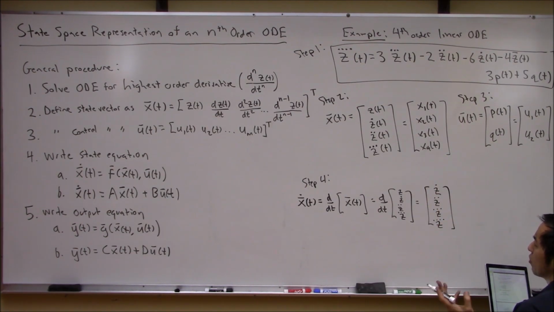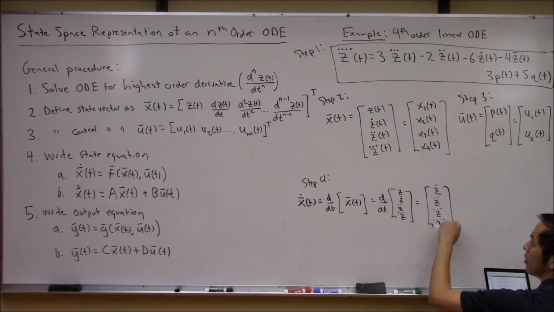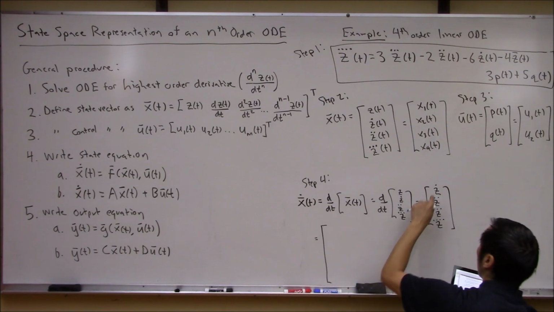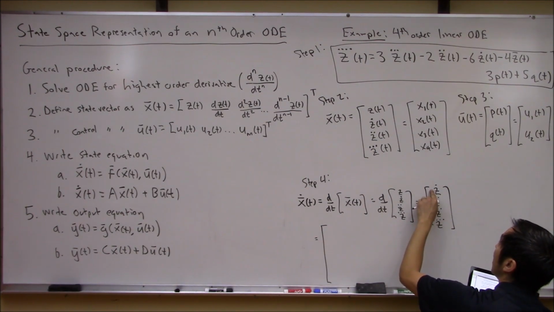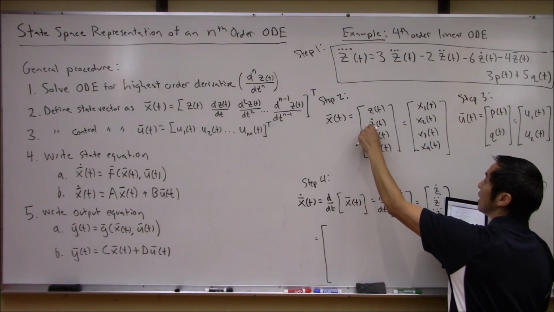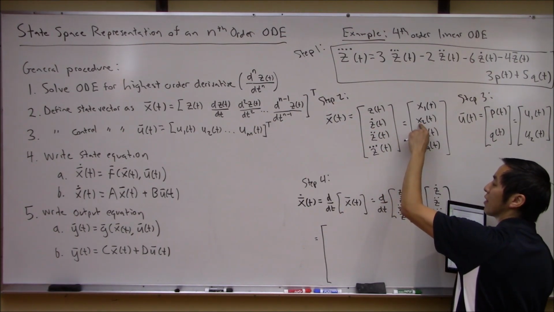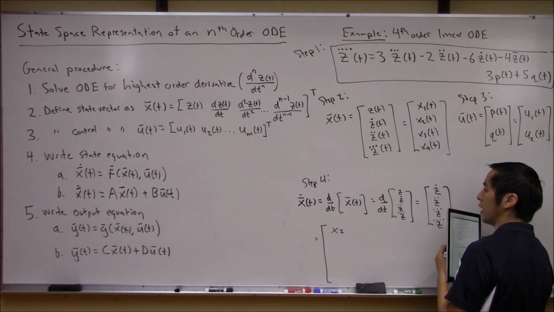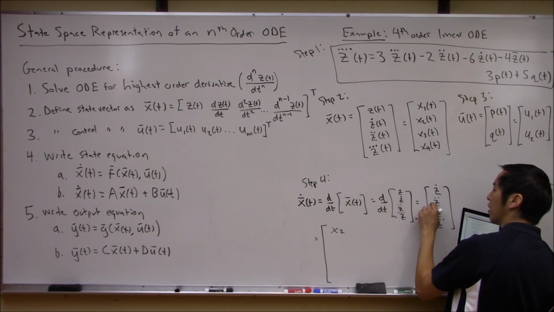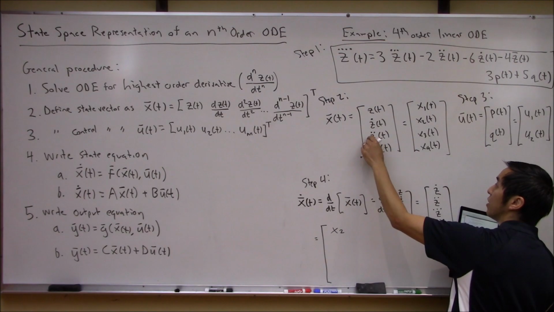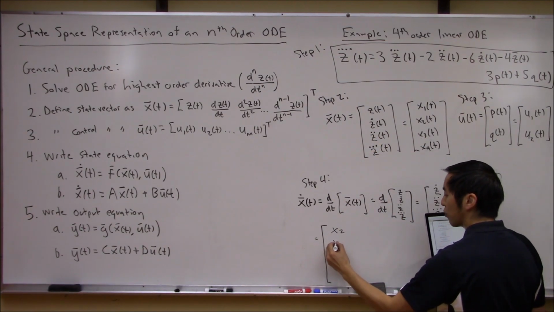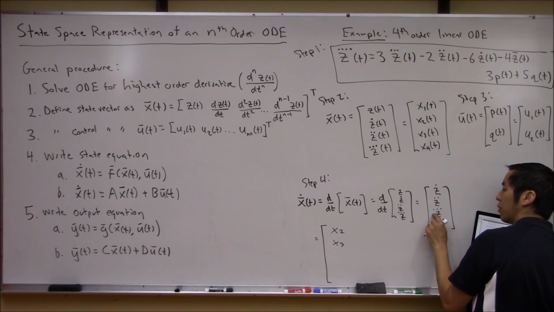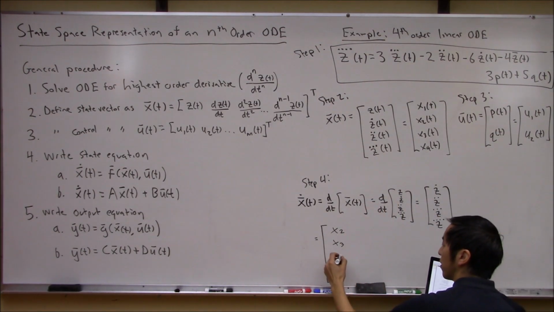Now this is where it gets really interesting. Let me start down here on the next line so we have a little more space. What is z dot? If you look right here, z dot is the same thing as the second state, so I can write x2 here. How about z double dot? Z double dot is the third state, so this is x3. Similarly, z triple dot is x4.